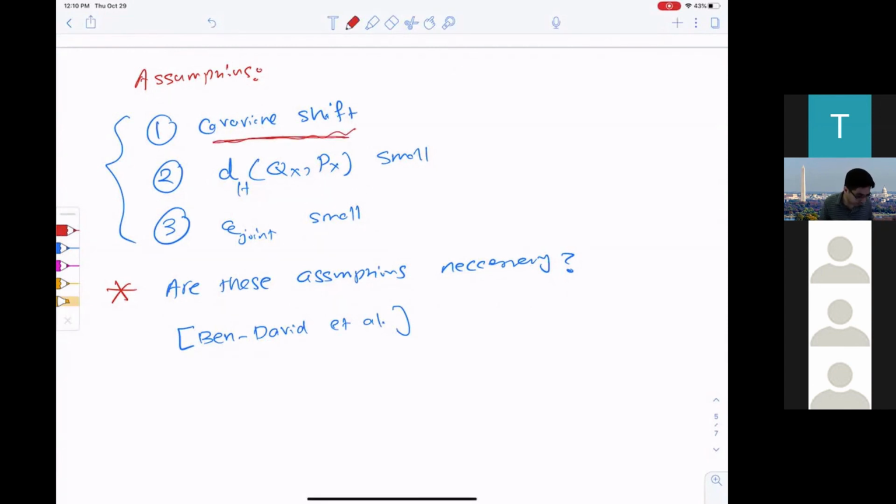You may be in a situation where the covariate shift assumption is holding, but the domain adaptation is not going to be successful. But the second and third assumptions are in fact necessary. Without these two assumptions, we won't be able to have a successful domain adaptation.